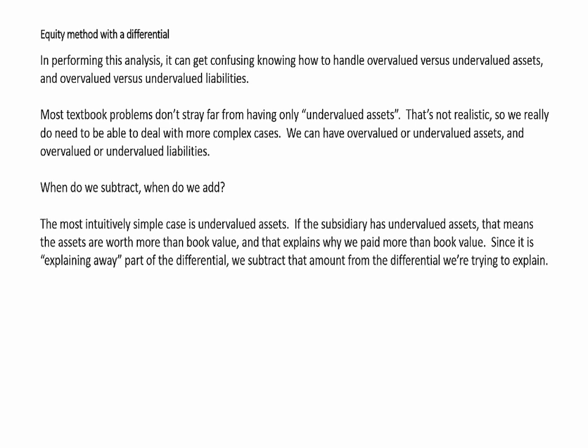The most intuitively simple case to start with is that of undervalued assets. If the subsidiary has undervalued assets, that means the assets are worth more than book value, and it explains why we paid more than book value. So undervalued assets explain away part of, or perhaps all, of the premium, of the differential that we paid. So since those undervalued assets explain away part of that differential, we subtract that amount from the differential we're trying to account for. So undervalued assets, we subtract.